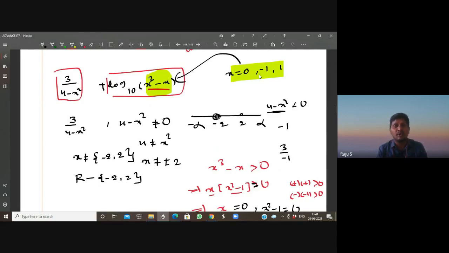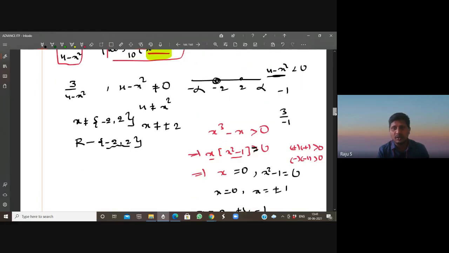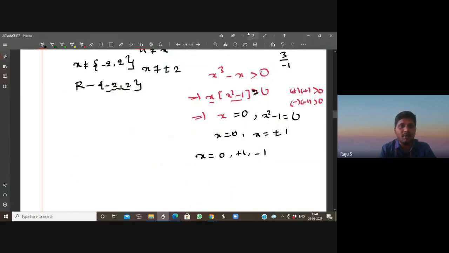We cannot include those. But other than these three values, what do you observe here? From the first function we got x values minus 2 to plus 2, and not all of 2 to plus 2, just minus 2 and just plus 2 alone. So when we draw the real line, let us see the common values. First, I am going to draw the real line for the first one. It can take only minus 2 and only plus 2. This is the real line.